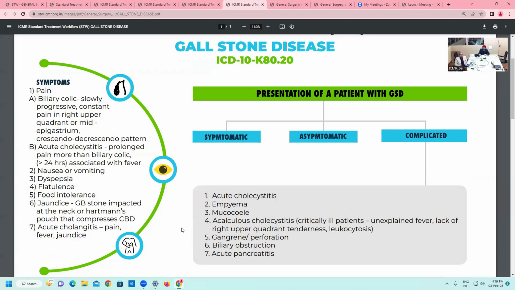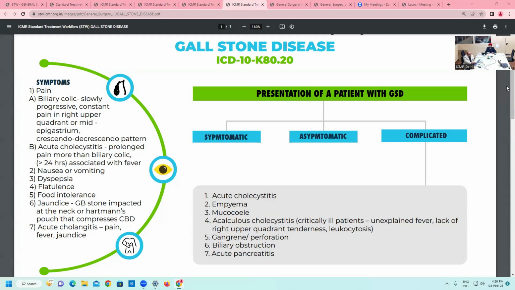The other symptoms these patients may have are dyspepsia, flatulence, and intolerance to food, usually to fatty meals. And if the stone gets impacted at the Hartmann's pouch and it's pushing on the common bile duct, the patient may have jaundice, or the stone slipping into the common bile duct, and the patient may also have jaundice, and it could be a problematic situation. And the patient may also have cholangitis.